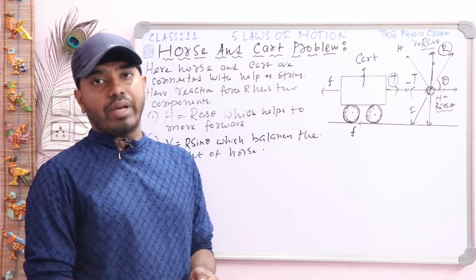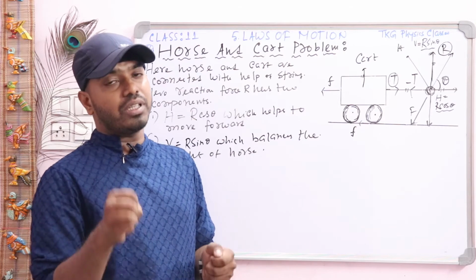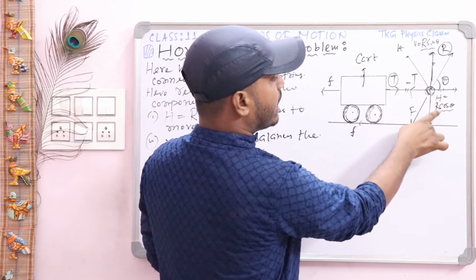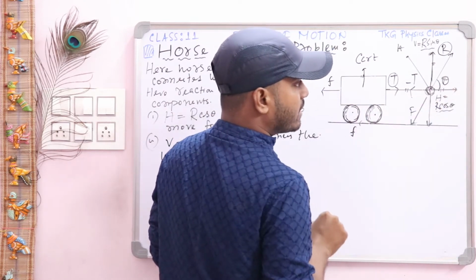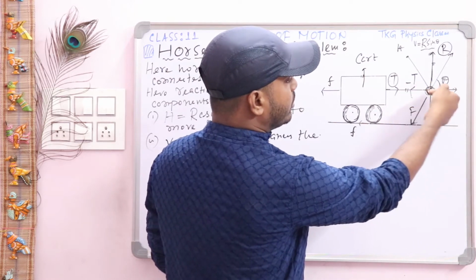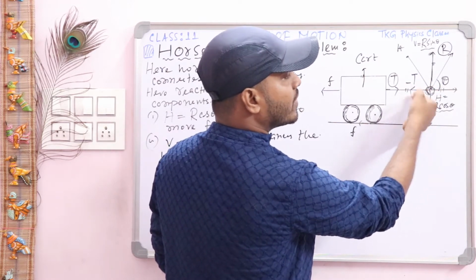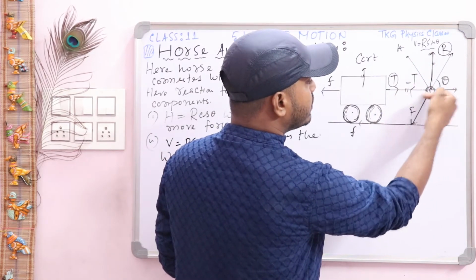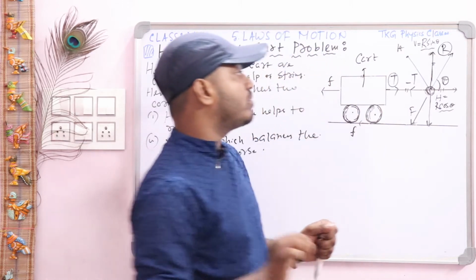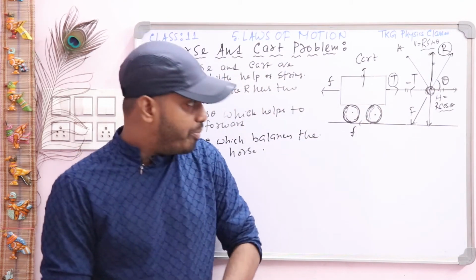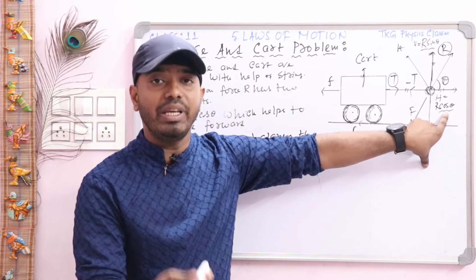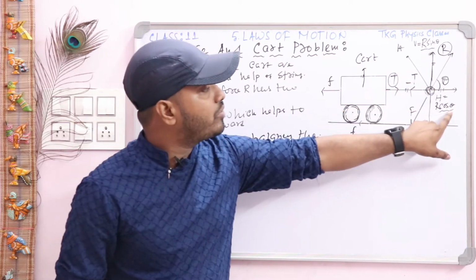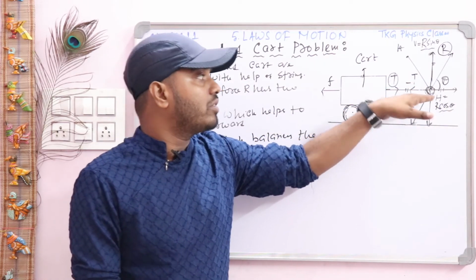So at first you calculate the condition for which the horse moves forward. You see here H, that is R cos theta, is directed along the positive x-axis, and T is directed along the negative x-axis. So two forces: one, R cos theta, forward, and another, T, backward. So in which condition does the horse move? Obviously when this force is larger than T. When this force is more than T, then the horse moves forward.